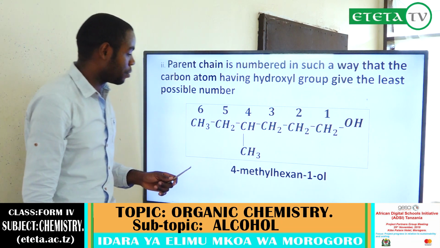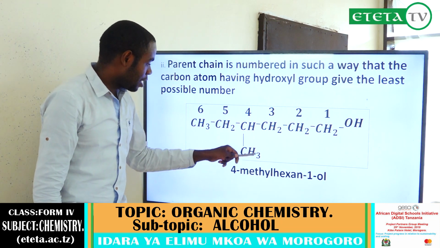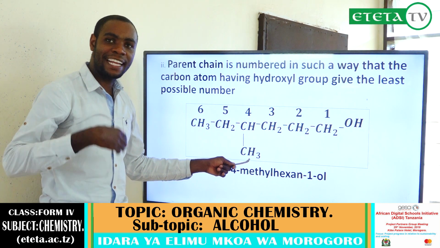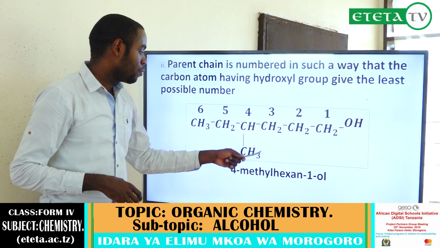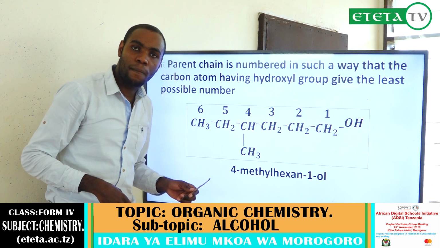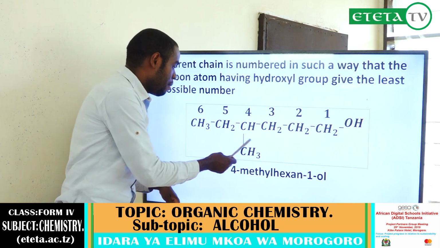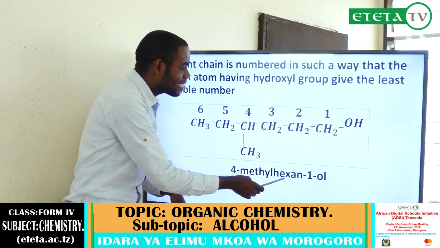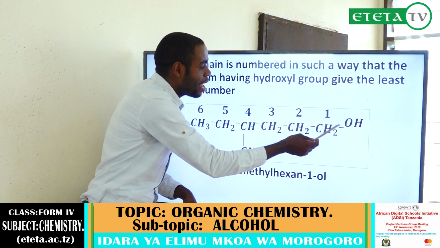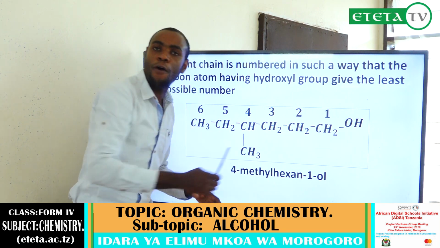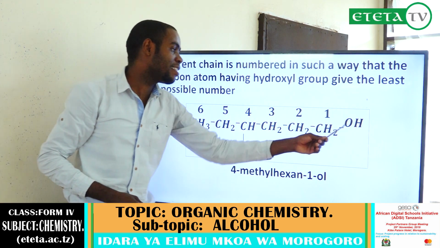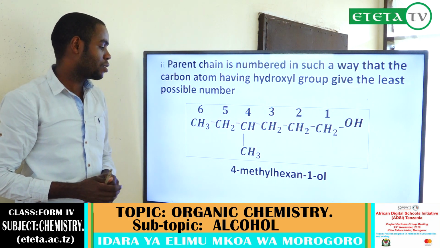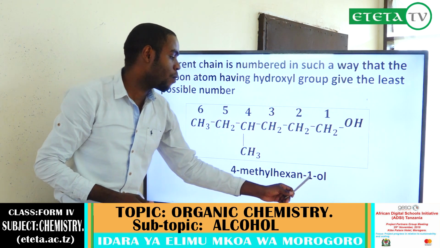And the name for this compound, the methyl group, we name as in alkane, alkene, and alkyne. We start with the substituent group. The methyl group is on the 4th carbon. It is 4-methyl hexan-1-ol because 1 is the locator for the OH group. So it is 4-methyl hexan-1-ol.